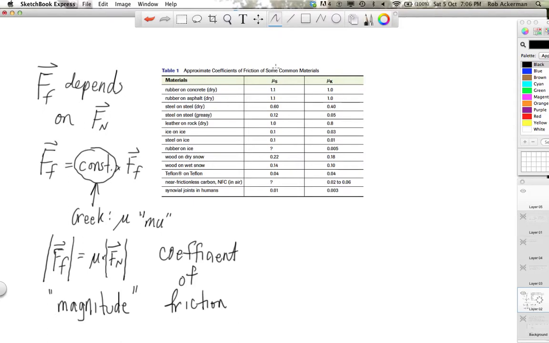And right away you're going to notice, well, there's two mu values. There's the mu with a subscript s and the mu with a subscript k. What do these refer to? Again, thinking back to grade 11, maybe you remember that the s stands for static and the k stands for kinetic, as in static friction and kinetic friction.